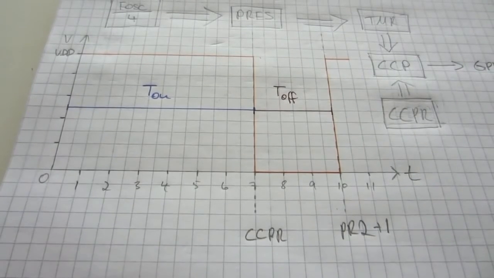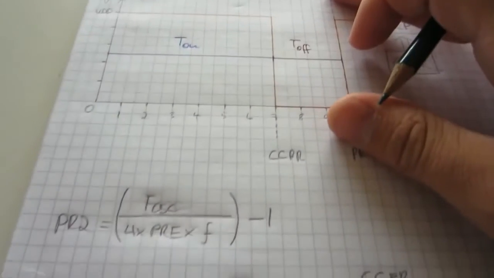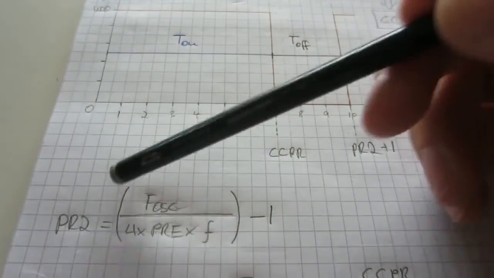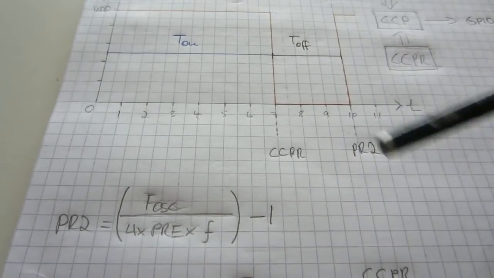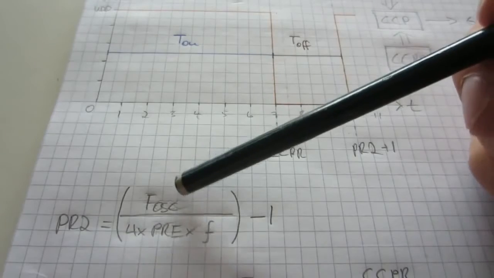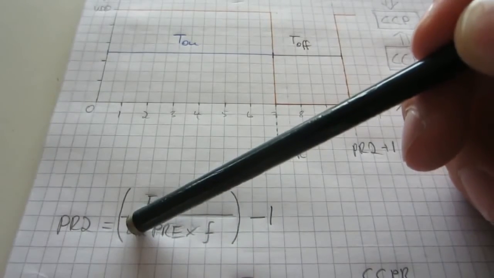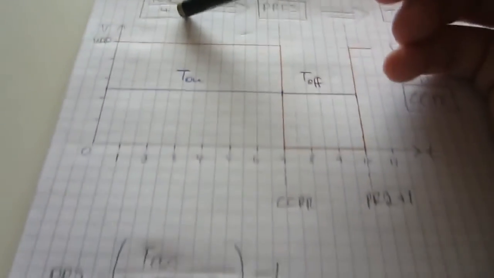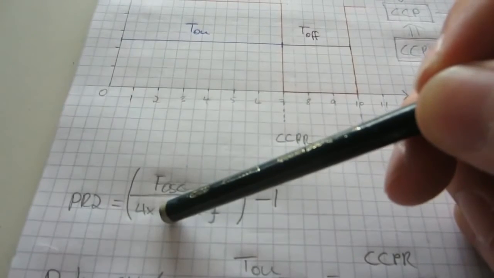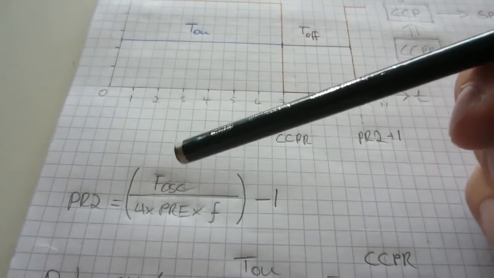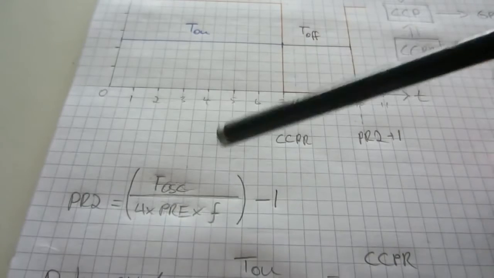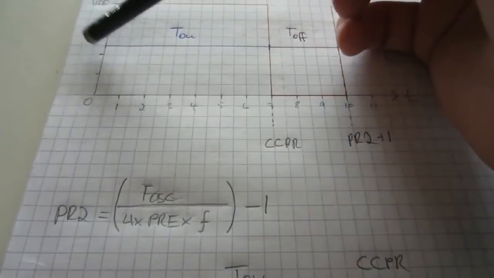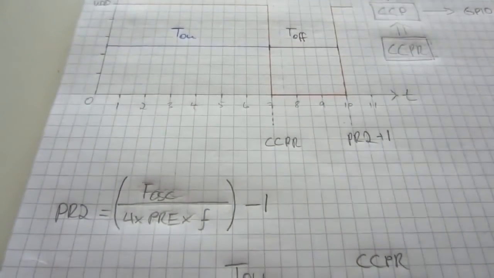So then to calculate the PR2 register for a specific frequency or a specific period, we have to take the oscillator clock, divide that by 4, because remember the whole system is clocked by the oscillator clock divided by 4, times the prescaler, which can be a value of 1, 4, or 16, times the frequency of our PWM signal, so the inverse of the period of this signal.